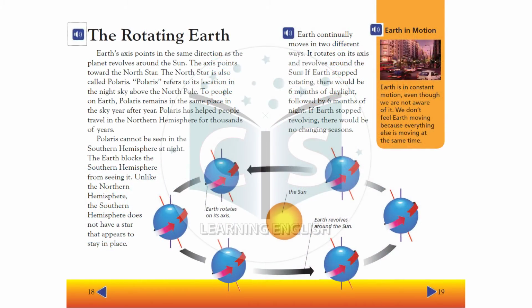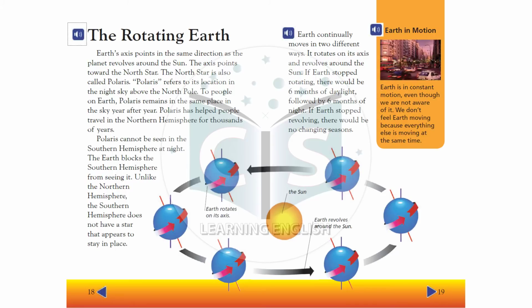The rotating Earth. Earth's axis points in the same direction as the planet revolves around the sun. The axis points toward the North Star. The North Star is also called Polaris. Polaris refers to its location in the night sky above the North Pole. To people on Earth, Polaris remains in the same place in the sky year after year. Polaris has helped people travel in the Northern Hemisphere for thousands of years.